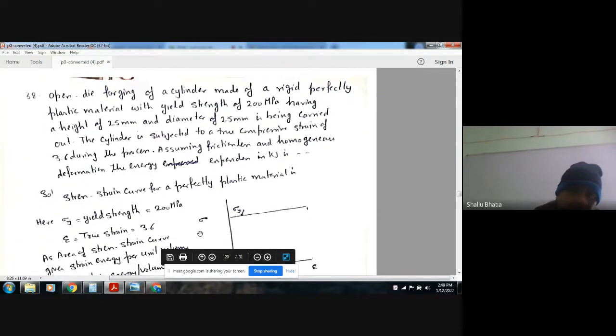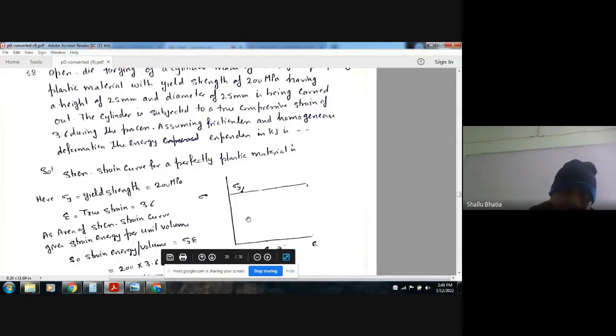So here the material is perfectly plastic material. So for the perfectly plastic material the stress strain curve is this. This is the stress strain curve. So this is your yield stress and the final strain is epsilon. The area of the stress strain curve gives strain energy per unit volume, and sigma y here is 200 MPa and strain here is this quantity 3.6. So area we can calculate by these two.